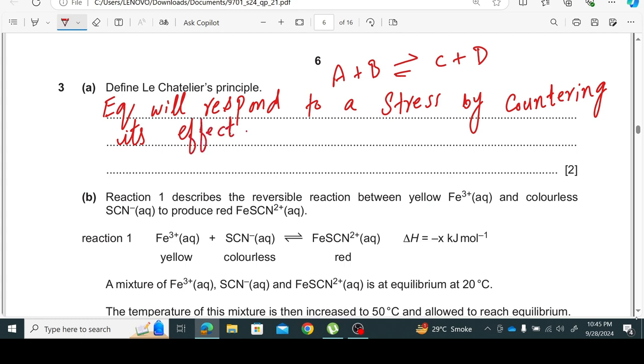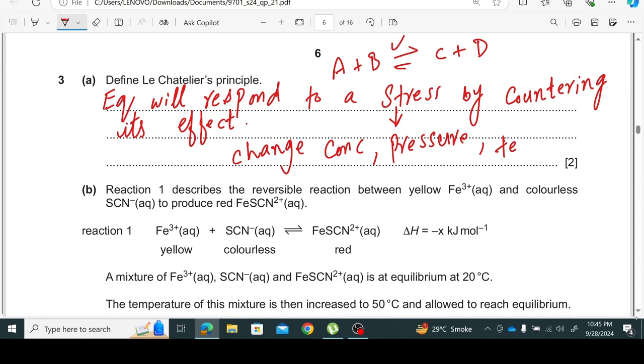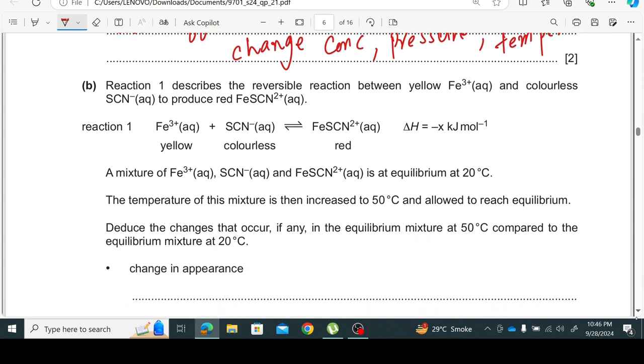What is the meaning of stress? What are you applying on this chemical equation? Stress means a change in concentration, or applying some pressure, or applying some temperature. Students, you have to follow your textbook for this type of definition and memorize it, learn it by heart. This is an overall idea, but you have to memorize it from your marking scheme or your textbook.